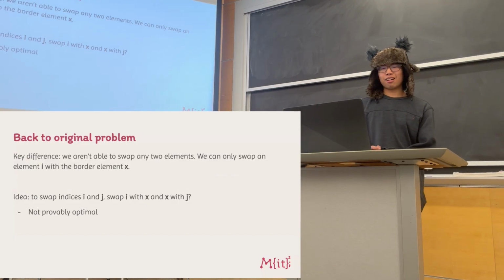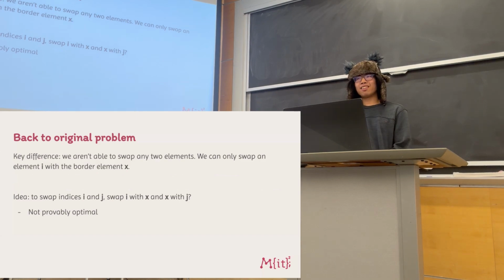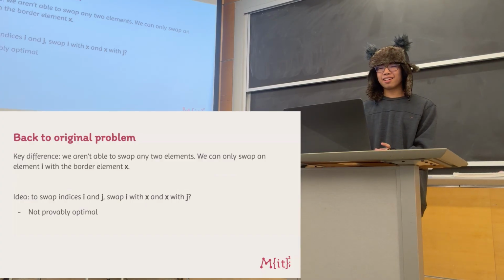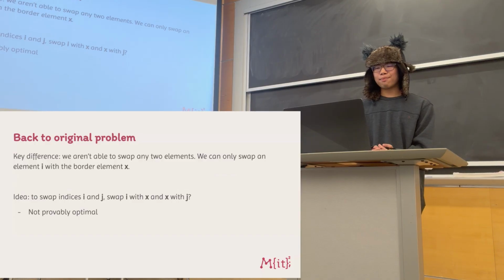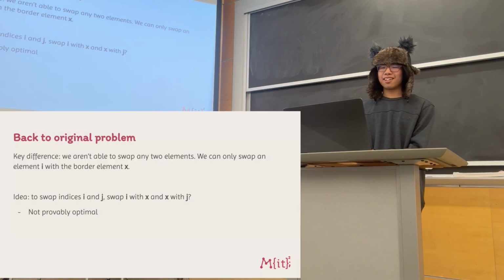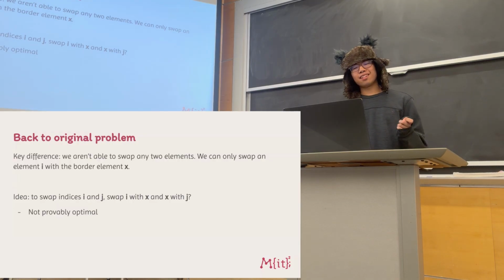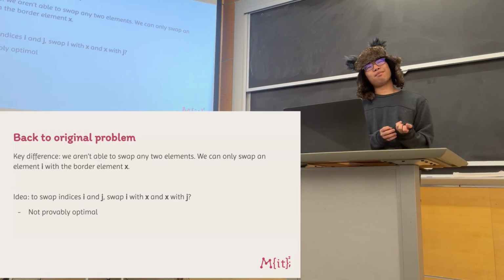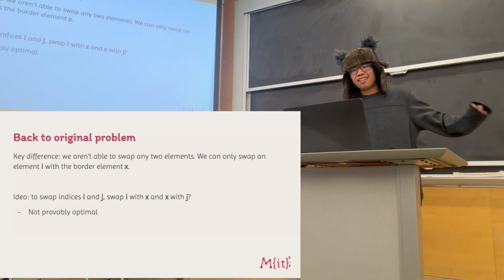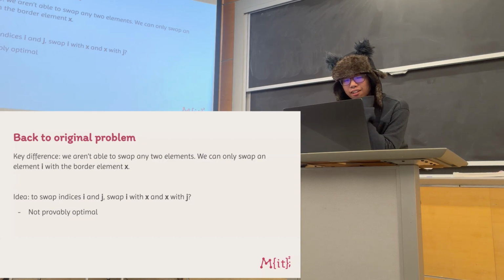So let's go back to the original problem. The key difference between this subproblem and the original problem is that we aren't able to just swap any two elements. We could only swap elements in the cyclic array with the border element. So what happens when every swap requires this border element? There's this idea that if you want to swap indices i and j, you could swap i with the border element and then j with the border element. But this might not be optimal. There's no proof that this is optimal. So we might want to go back to the graphical representation of the permutation in order to find something a little better.